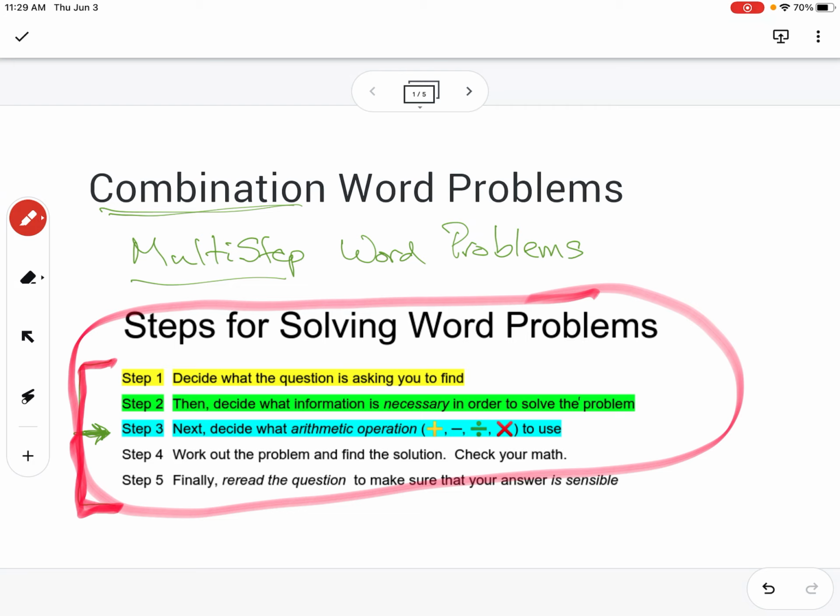Step 4, though, was to work out the problem. Step 4 is where we do the calculation. Most of you will probably have been using a calculator to do your calculations. And then step 5 is where you reread the problem and make sure your answer is sensible. So those are the 5 steps that we've been using up till now.